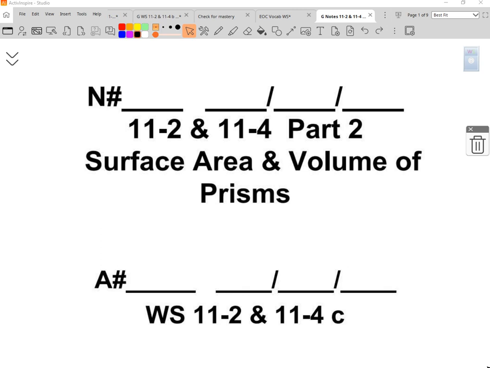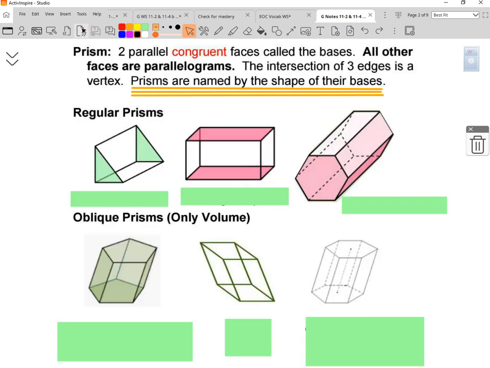Technically, the cylinder is not a prism, even though sometimes you will see it referred to as a right circular prism. For our purposes, prisms are going to be anything that has a polygon for a base. We're going to talk about that definition of a prism.